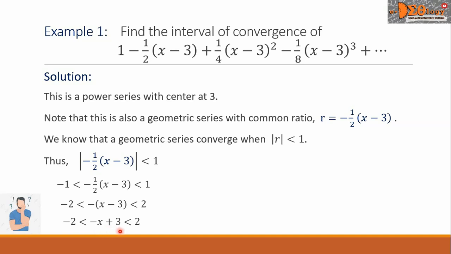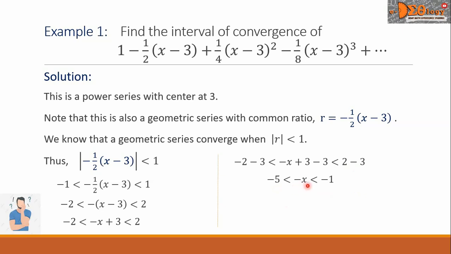We want this positive 3 to be deleted. So the left side becomes negative 2 minus 3. The middle term becomes negative x plus 3 minus 3, while the right side becomes 2 minus 3. Simplifying this, we have now negative 5 is less than negative x is less than negative 1.